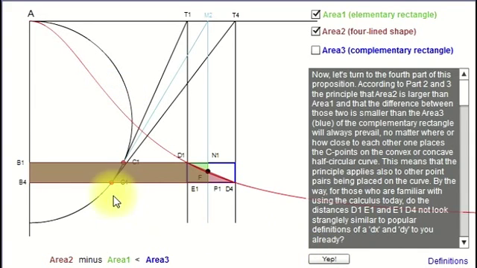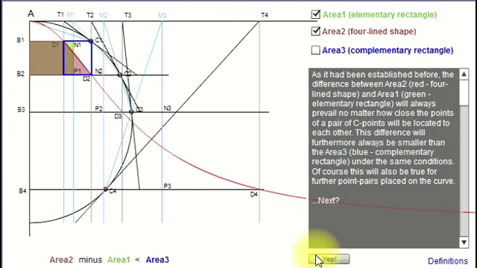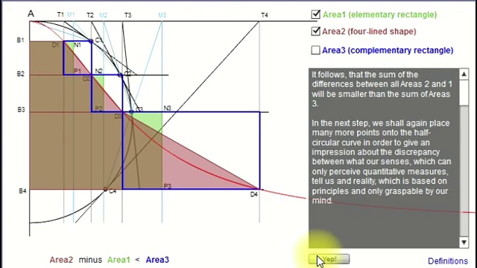So, hence this is true for a single point pair and a single pair of ordinates, that the difference between those two areas, the red one being the quadrilinear area and the green one being the elementary rectangle, can be made arbitrarily small, and it should be smaller than the area of the complementary rectangle in blue. He said that this must also be the case if you place more than one of these rectangles on the curve.